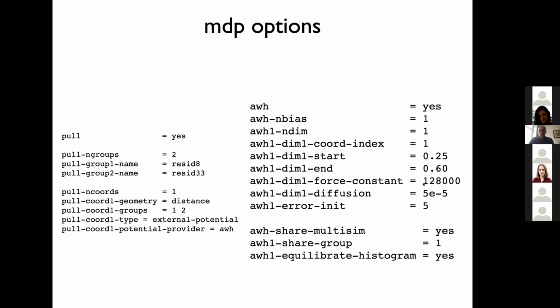Then we set the force constant here. So the force constant here is very high. This is 128,000 kilojoule per mole per nanometer squared, and that's because there are high forces here. So this will lead to a very sharp umbrella, narrow Gaussians and a fine grid. But as we said, it's not an issue.